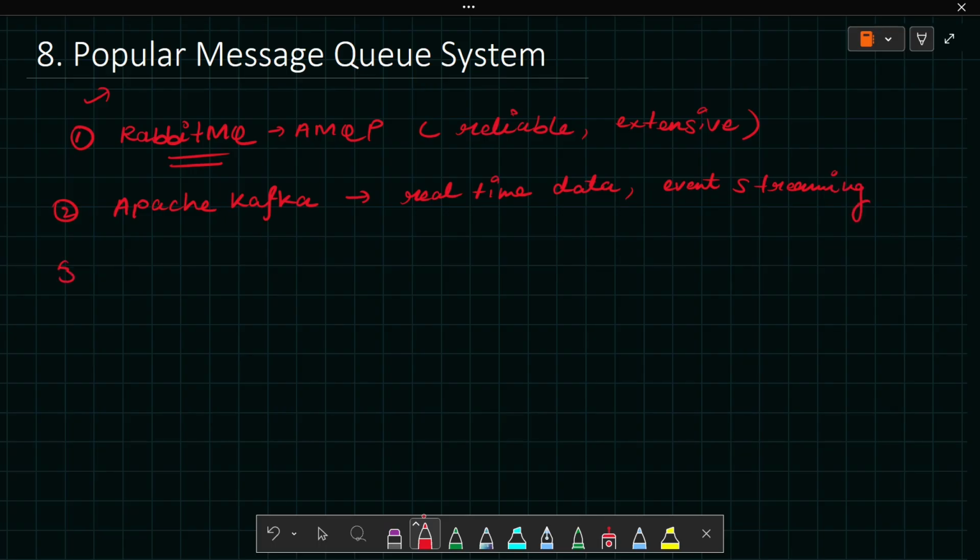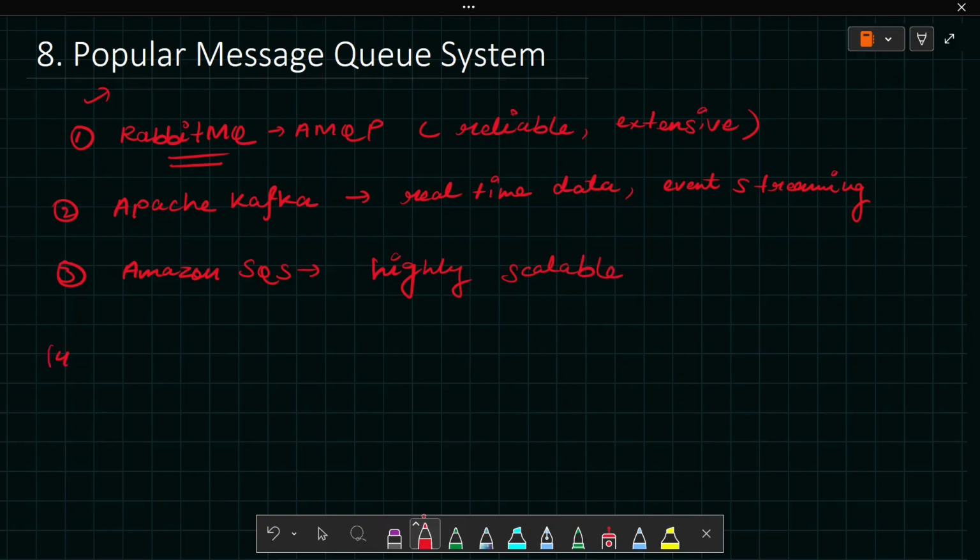The third message queue provider is Amazon SQS. It is a fully managed message queue service provided by Amazon Web Services. SQS is highly scalable and integrates well with other AWS services. So it is highly scalable.